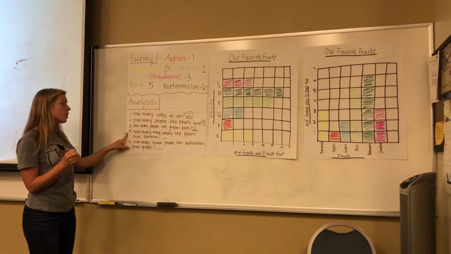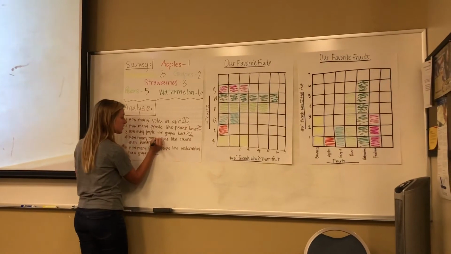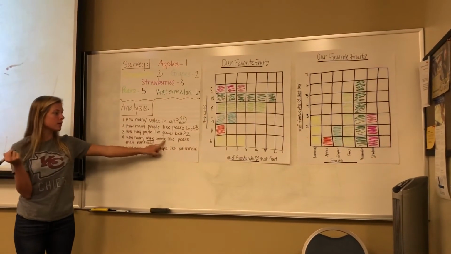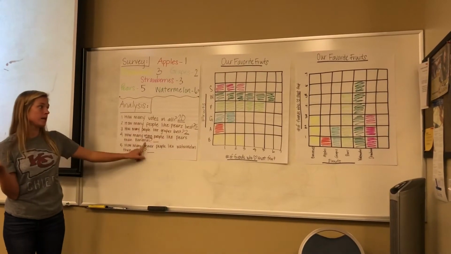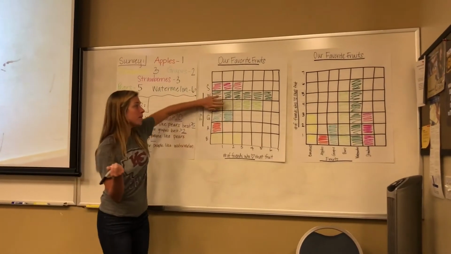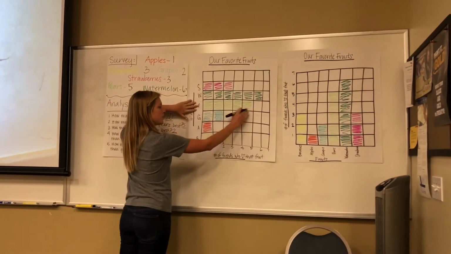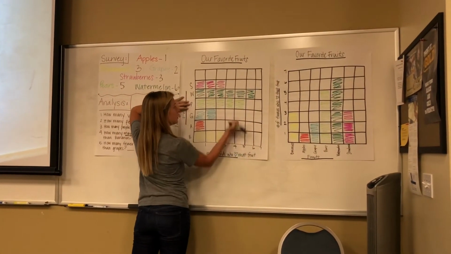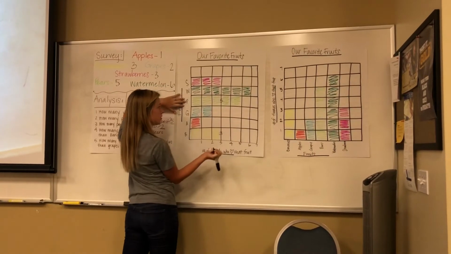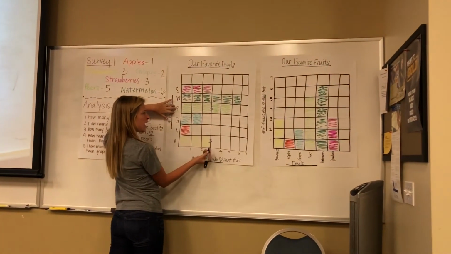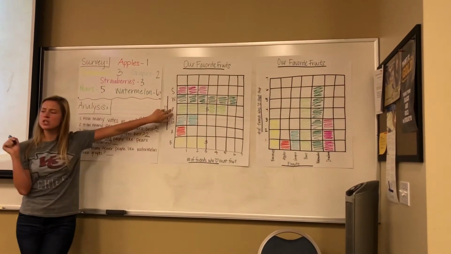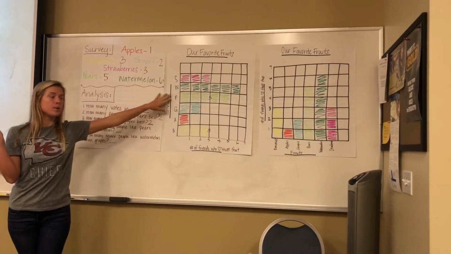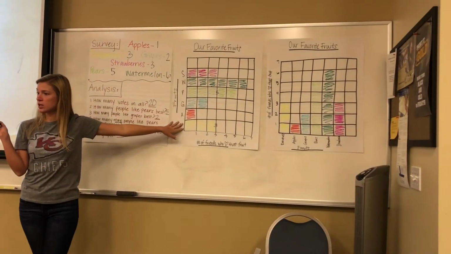So how many more people, and we need to really focus on this word more. We need to kind of read between the lines here. How many more people like pears than bananas? So we're going to look at our pears column, and then we're going to look at our bananas. So we have 3 bananas, and we have 5 pears. Okay? So how could we figure out, let's turn and talk with our partner. How could we figure out how many more people like pears than bananas? Turn and talk.